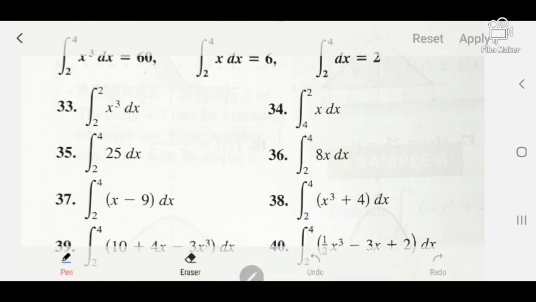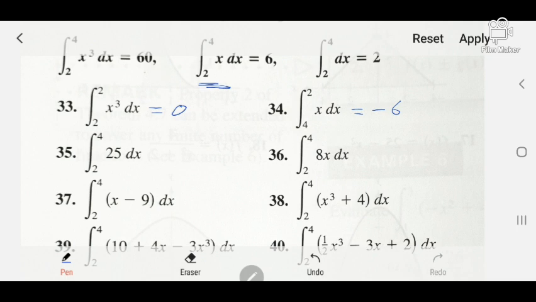Okay, here we have integration from 2 to 2. Since it's from 2 to 2 of anything, then immediately the answer is 0. There is no need to look at anything else. From 4 to 2 of x dx, that's the opposite of 2 to 4 of x dx, which means it will be negative 6.